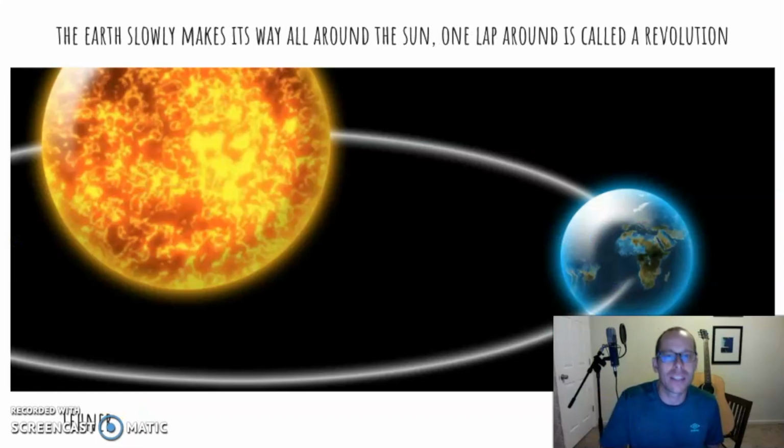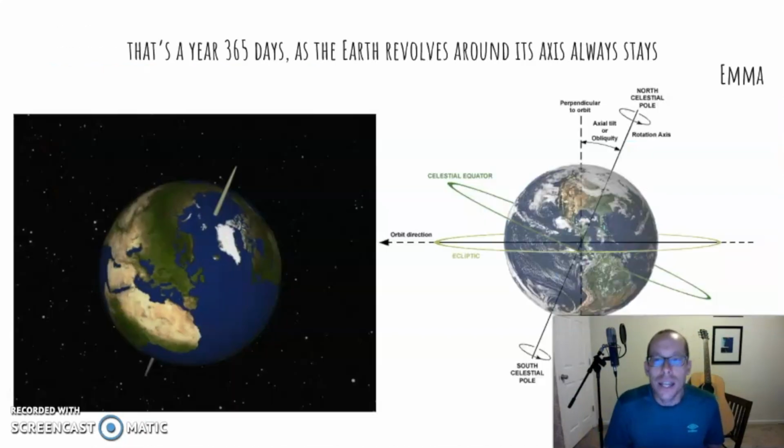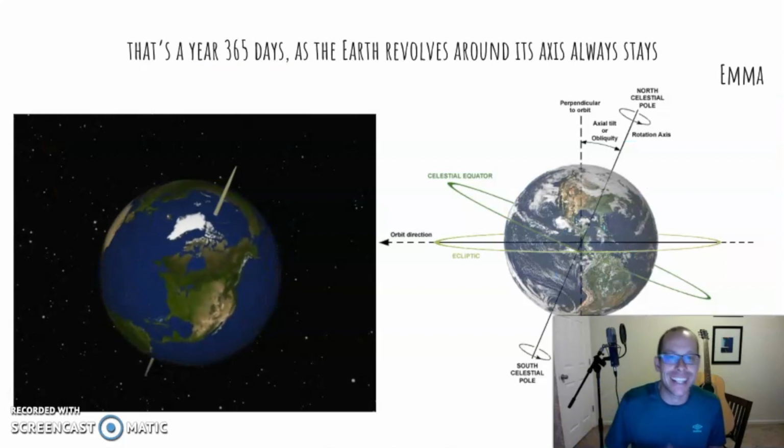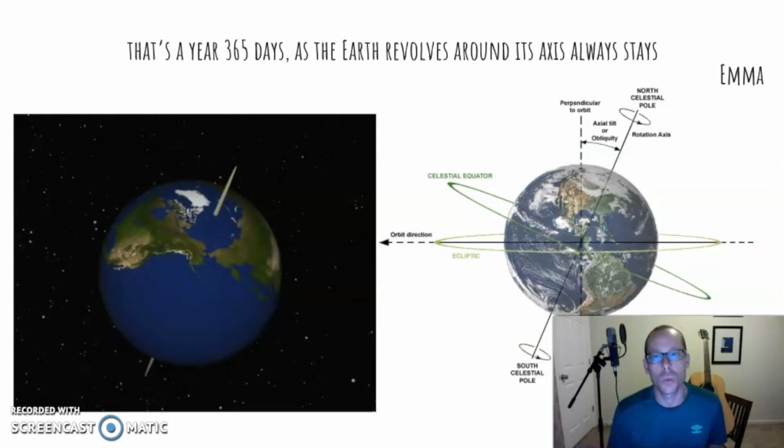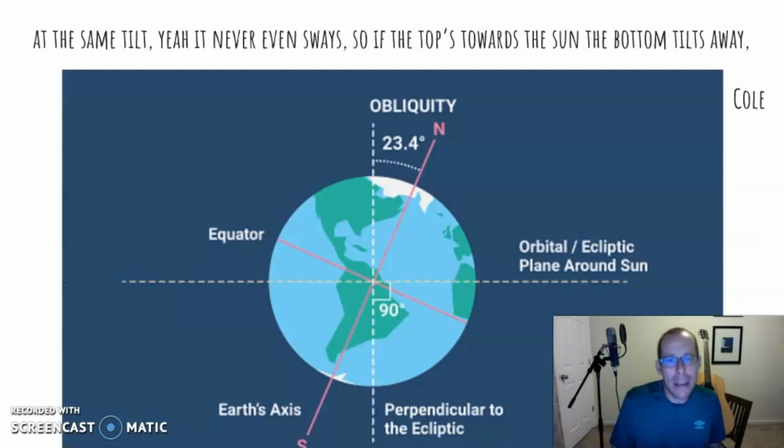The Earth slowly makes its way all around the sun. 1 lap around is called a revolution. That's 1 year, 365 days as the Earth revolves around. Its axis always stays at the same tilt, yeah, it never even sways.